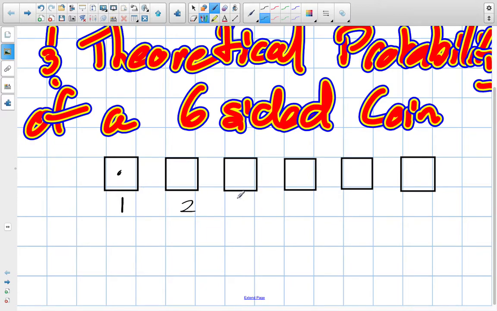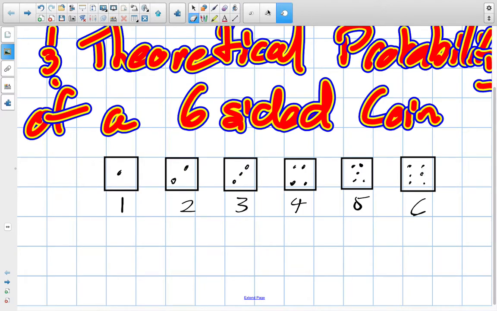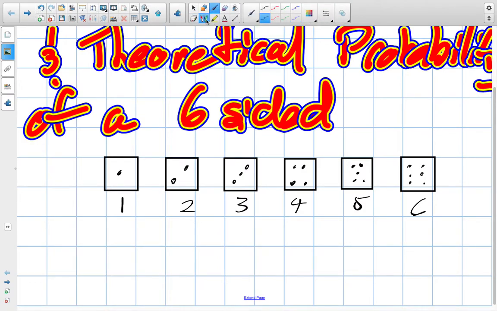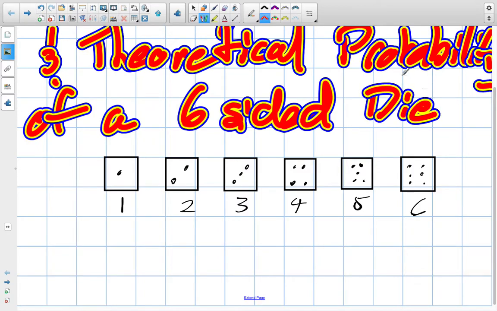So 1, 2, 3. The values usually go up to 6, and the dots tend to look like this in your standard die. Oh, did I write coin on there? Oh, geez. I'm going to fix that. Hope I didn't say coin, too. I meant to say die. A die is the singular of dice. Six-sided die. Dice means more than one. A die is a single dice.